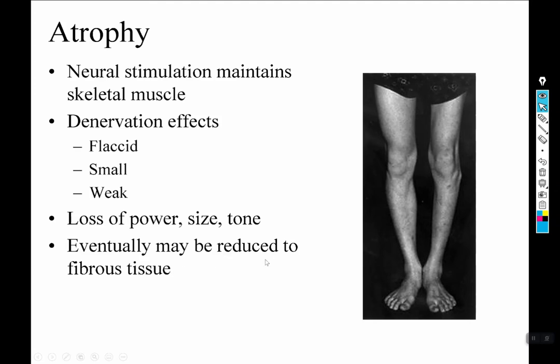So here is an example of muscular atrophy in the legs. Times when you see this in the extreme are, for example, in people who experience a spinal injury and become wheelchair bound and lose innervation to their leg muscles.